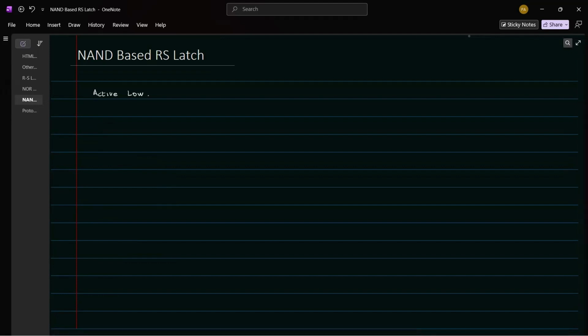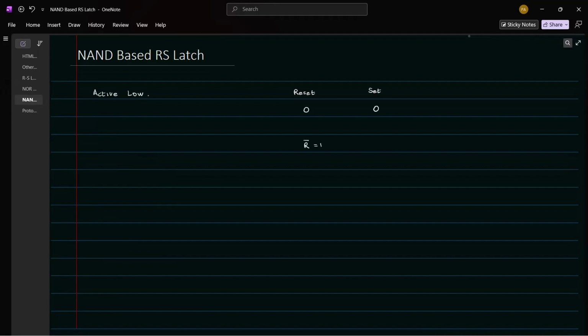What is active low? Well, in active low, we consider that the input should be 0 for the given outputs to work. What do I mean by this? Well, we have reset and set inputs. When reset is equal to 0 and set is equal to 0 only, the RS latch that uses NAND gates will work as expected.